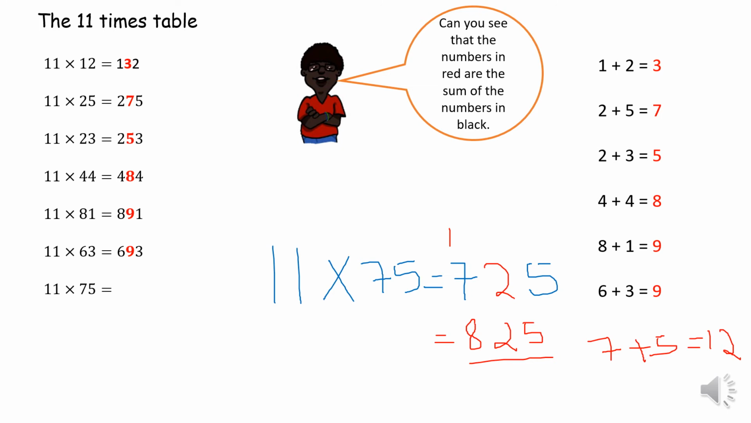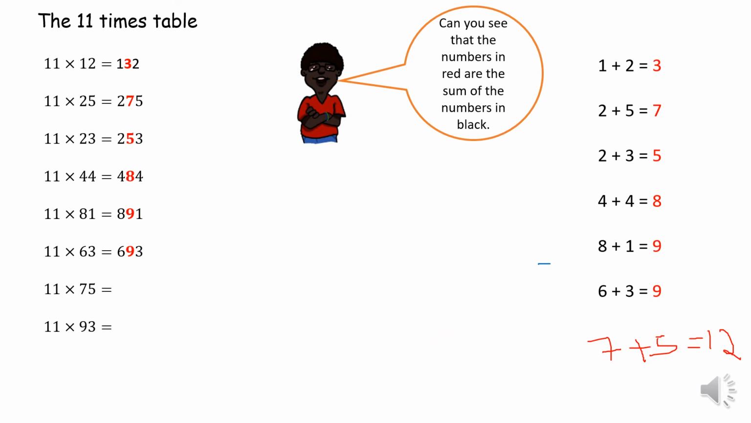Let's take another one. Let's take 11 times 93. You will have to pause the video and do quite a few more, to see if you can get to the answer. So I'm giving you time to try this one quickly.